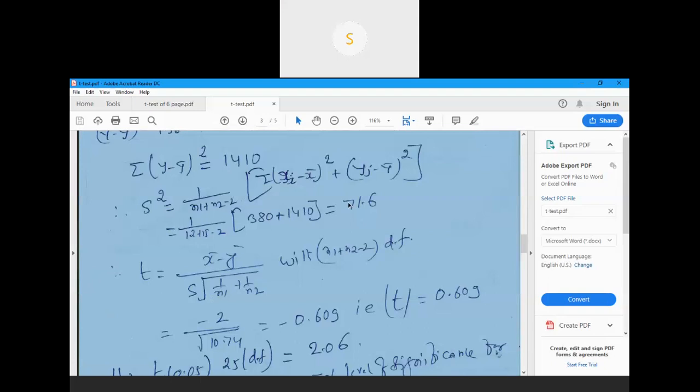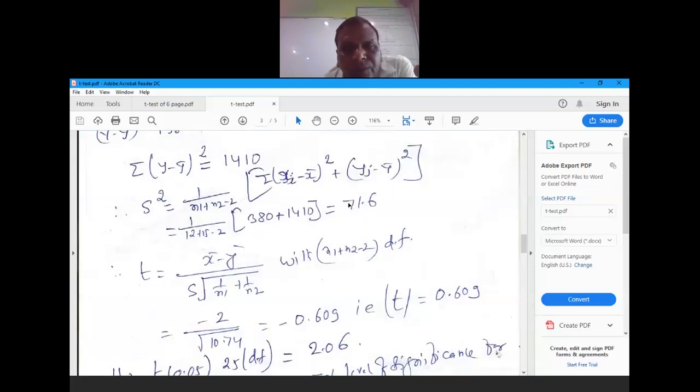So if you calculate the value of s square, you will get 71.6. Remember it. The value of s square is equal to 71.6. So after putting this value, you will get the value of t equal to 0.609. Remember, a statistic cannot be negative, so you take the simple mode value, and after taking the mode value it will be positive.